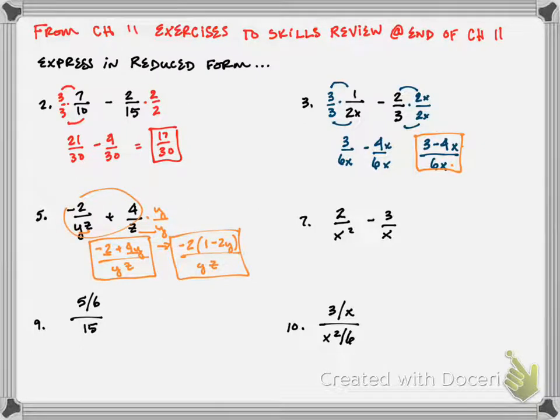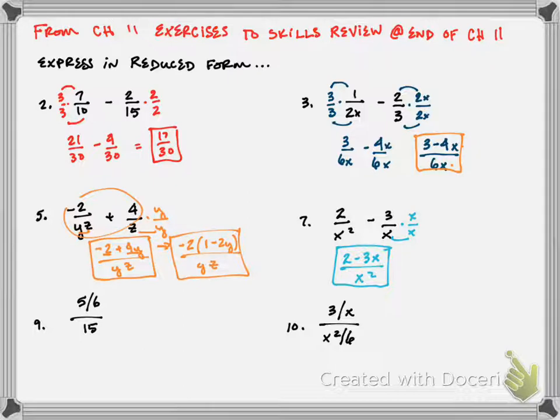Number 7, 2 over x squared minus 3 over x. Well, the fastest way to find a common denominator here would be to multiply by x over x, which of course is 1. Now I have a common denominator of x squared. I've got 2 take away 3x over x squared. And that cannot be reduced, and we can't factor anything out of the numerator.